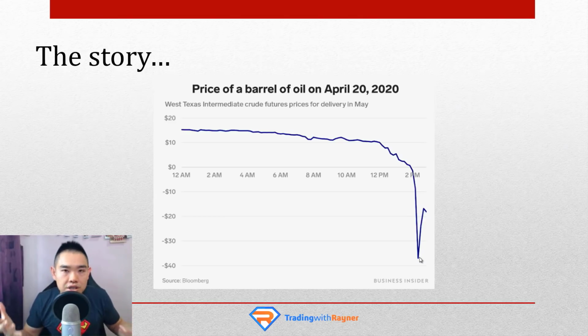Many of us were trying to rush for the exit at the same time because we don't want to take delivery of oil. And when many people rush for that door at the same time, the price of oil went negative. In other words, you're actually being paid to buy oil. But of course, you wouldn't do it because you probably don't have any storage space for your oil. So many of us were caught off guard and rushed for the exit at the same time, and that led to the collapse of oil.